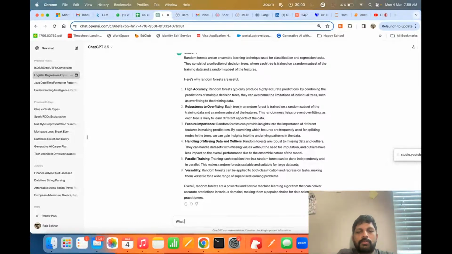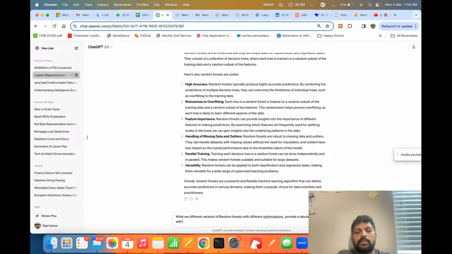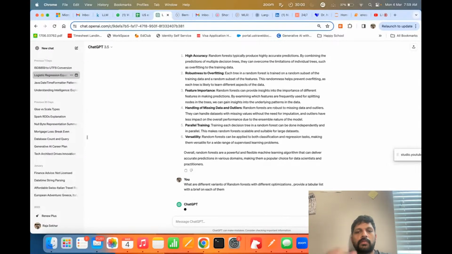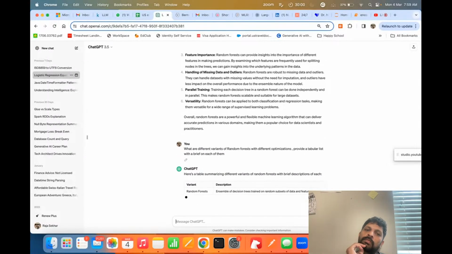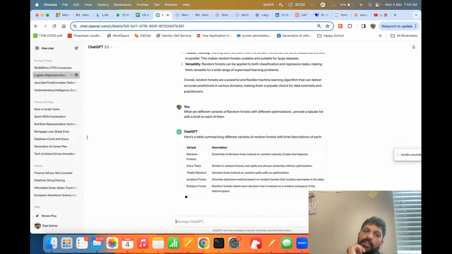Okay, let's ask the last question before we close it. What are different variants of random forests with different optimizations? Provide a tabular list with a brief on each of them. Yes, random forest, extra trees.